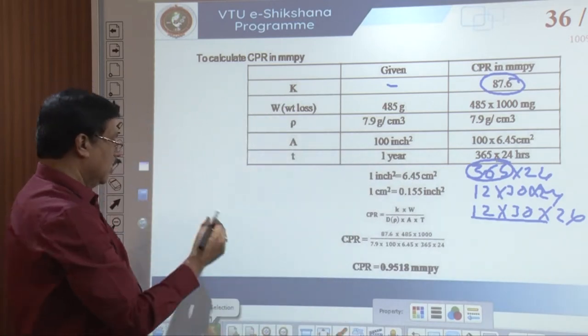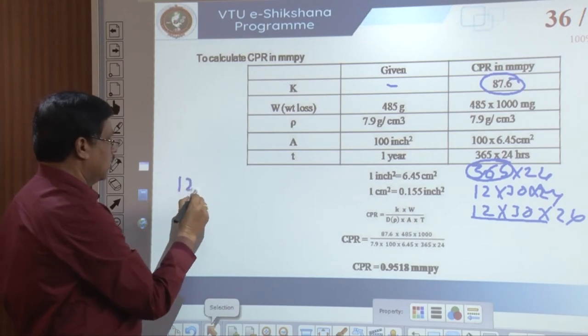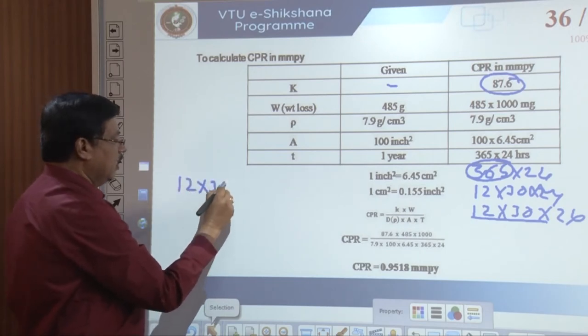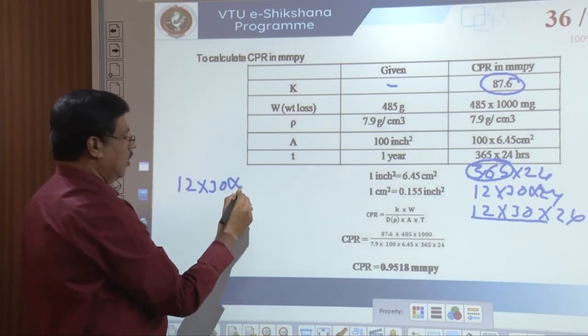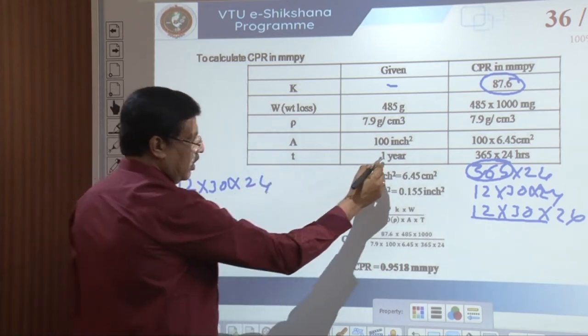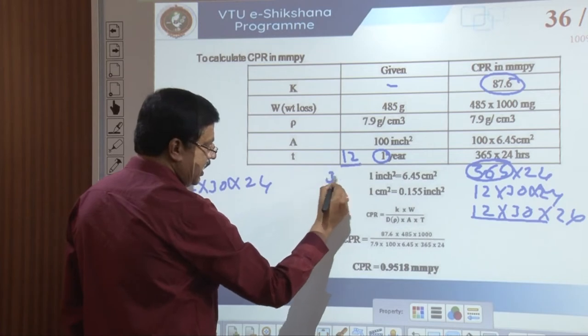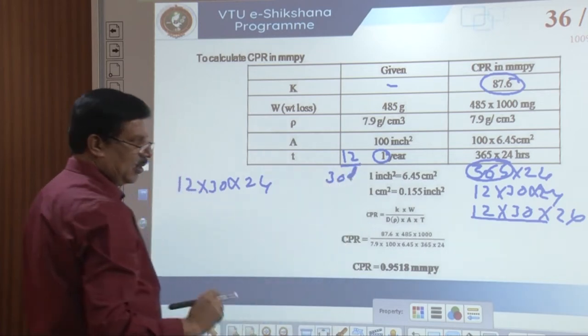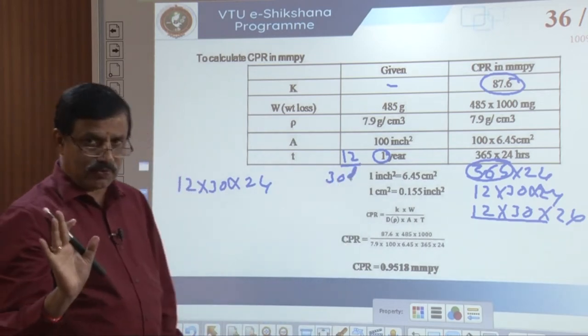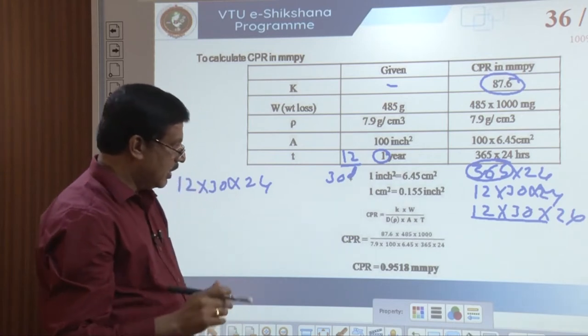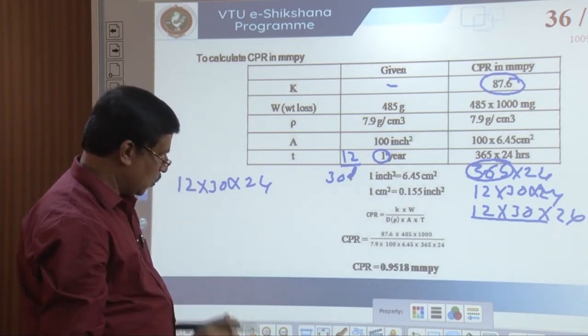Even if you take 12 months into 30, we will not deduct marks, because 1 year consists of 12 months, and each month consists of 30 days. Don't worry about that. Even if you take that value, we will not deduct the marks. We will try to give good marks to you.